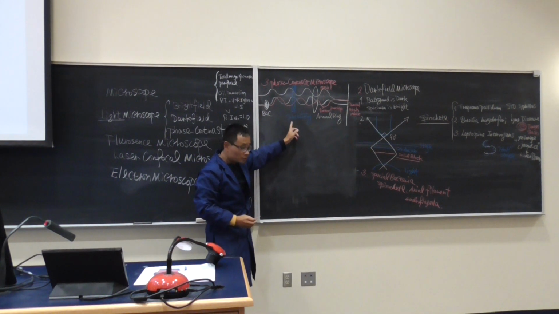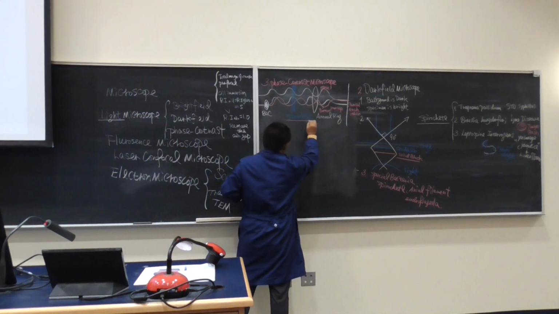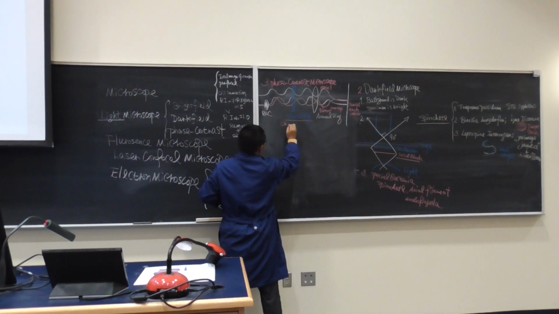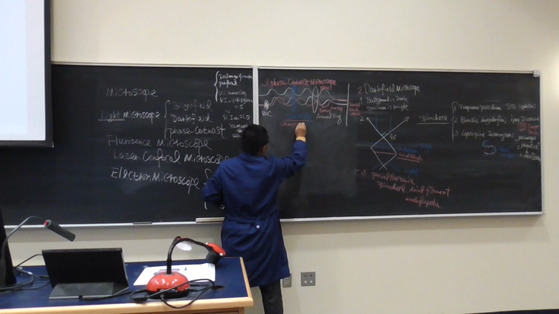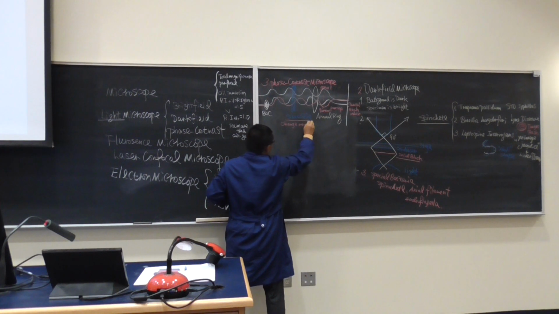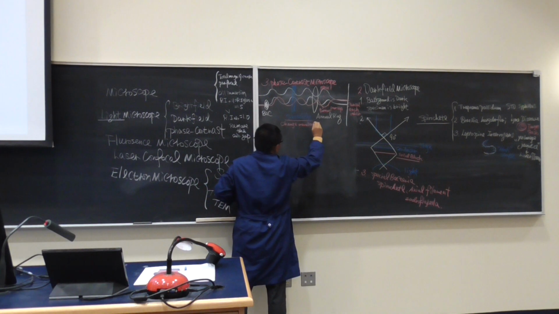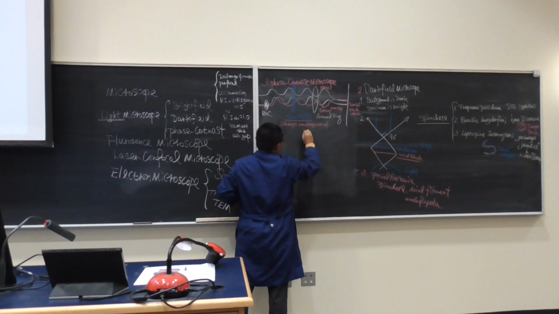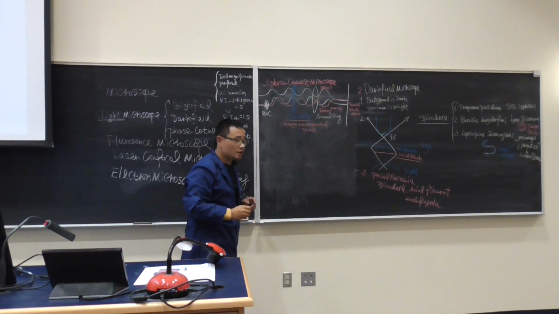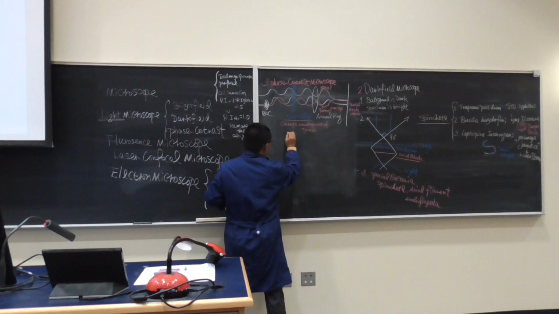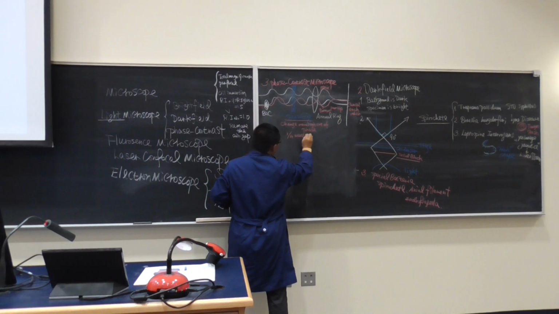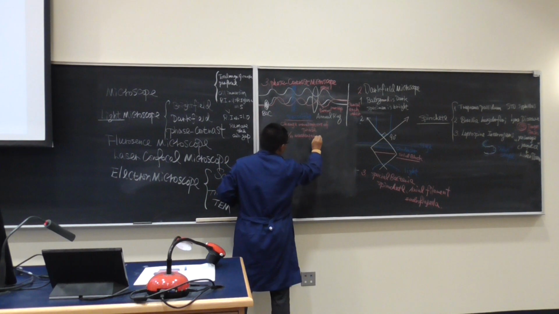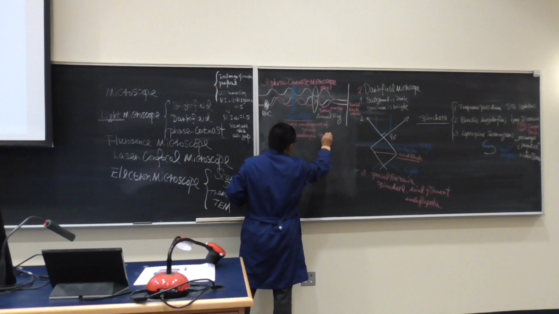Now, how do they do it? This phase ring changes the wavelength out of phase. How much are they out of phase? They are either 1/4 wavelength ahead of time, forward or backward.